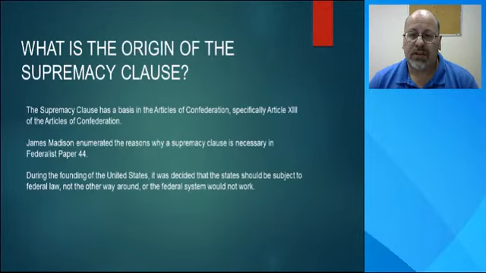What is the origin of the Supremacy Clause? The Supremacy Clause has a basis in the Articles of Confederation, specifically Article 13 of the Articles of Confederation. James Madison enumerated the reasons why a Supremacy Clause is necessary in Federalist Paper 44, and during the founding of the United States, it was decided that the states should be subject to federal law, not the other way around, or the federal system would not work.